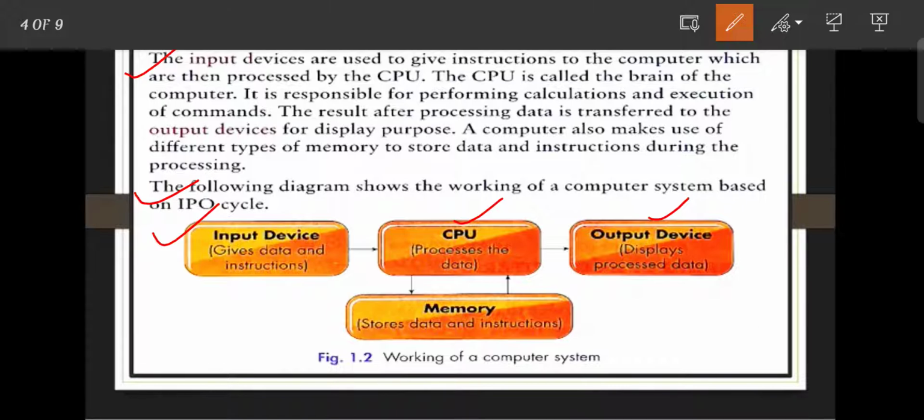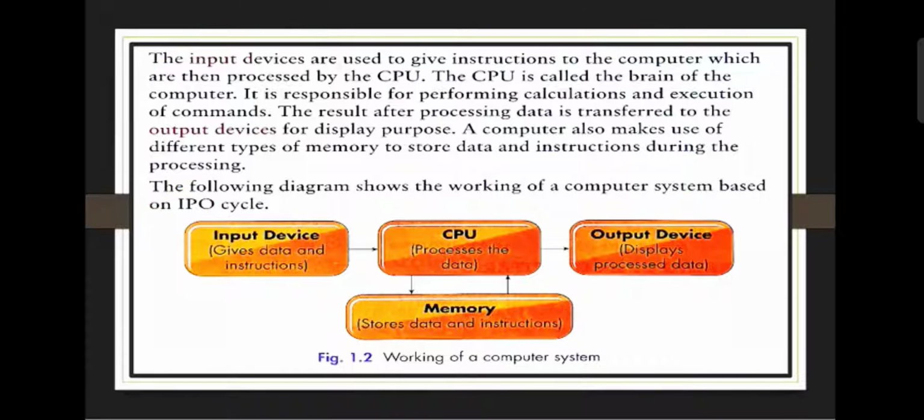And when the CPU processes the data, it stores the data and instruction during the processing in the memory section. There are different types of memory. So now let's discuss.